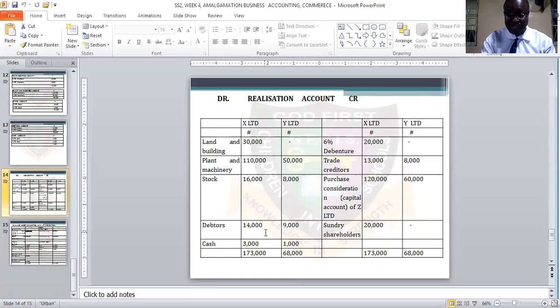We have for S limited debit side the 173. For S limited credit side of realization account, we have 173. For Y limited realization account, on the credit side we have 68,000, then for the debit side of Y limited, we have 60,000 naira. So that is how to calculate the realization account under the amalgamation account.